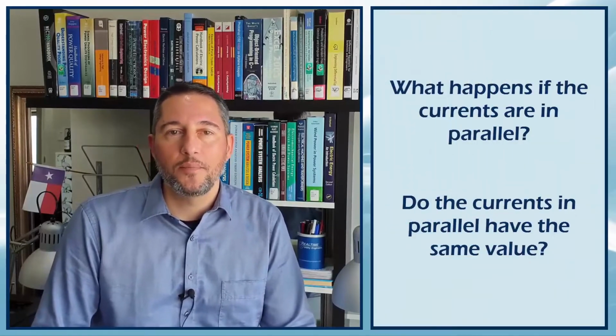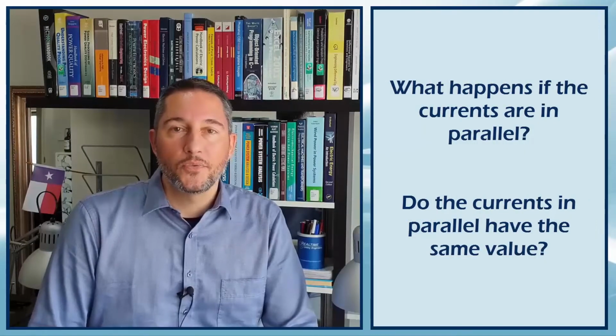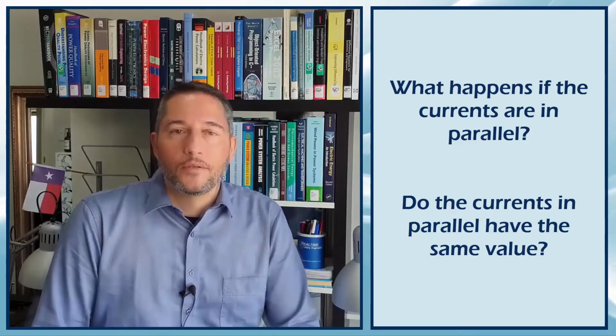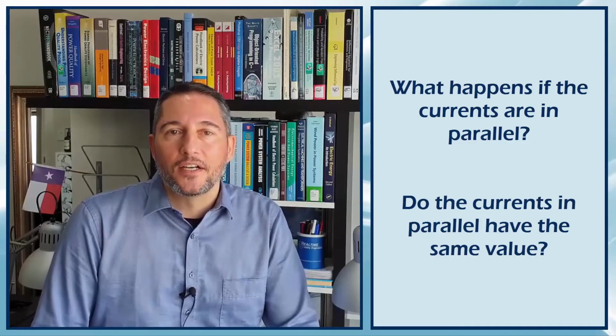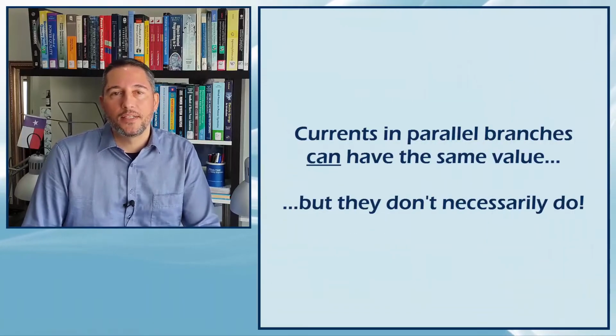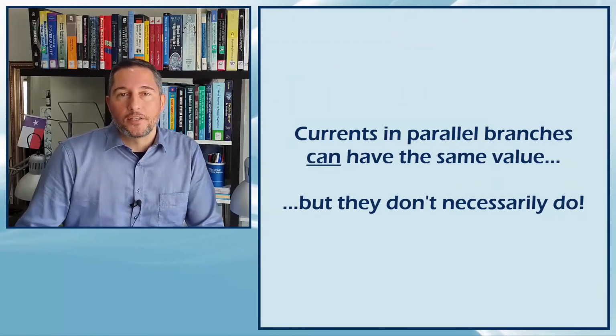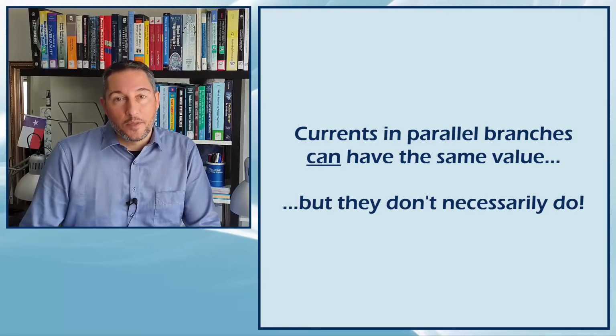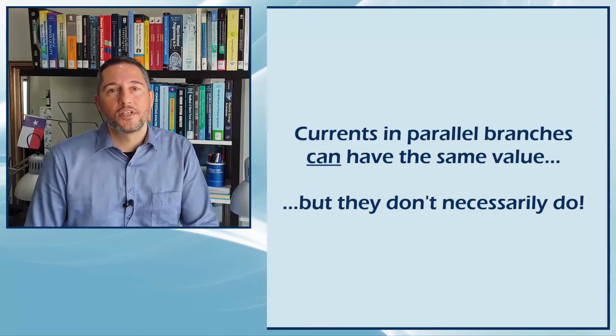Yesterday, when I posted one of my articles, one of my students sent me an email with a question. His question was, what happens with parallel currents? Now, what he means by parallel currents are currents that flow through branches that are parallel. So I answered his email and I told him that parallel currents are not necessarily the same. They can be the same, but not necessarily.